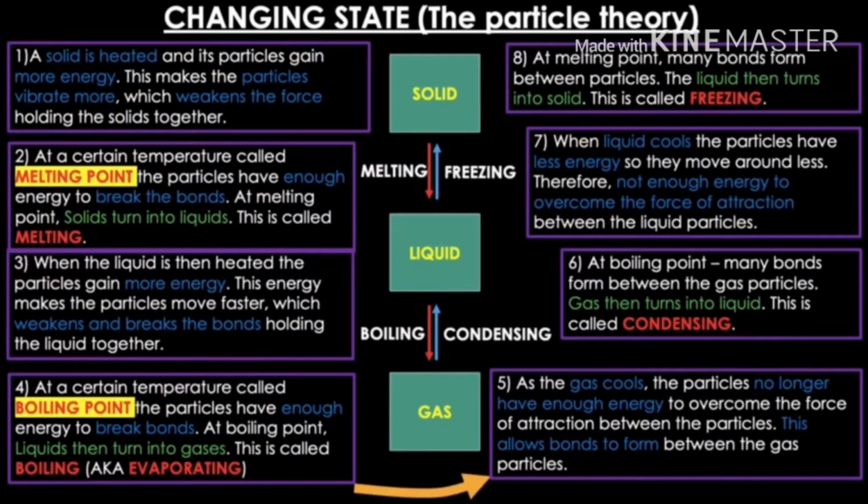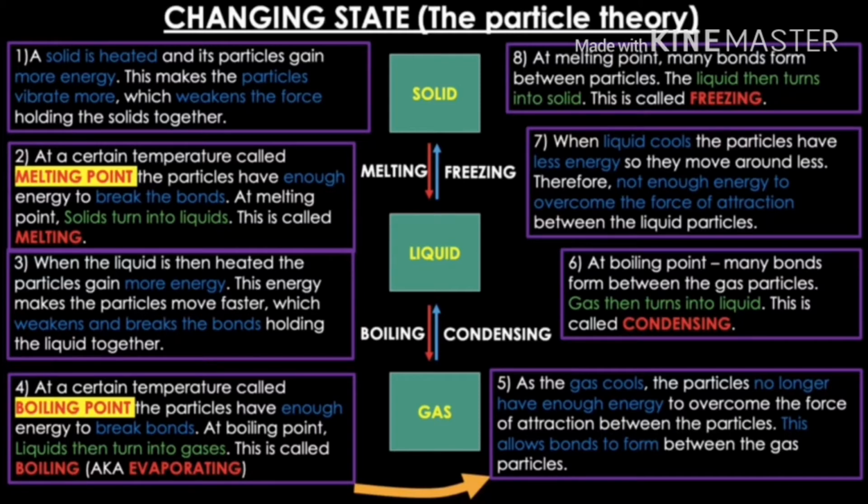The next one is the particle theory. This explains how a particle changes from one state to another. So here, this cycle from 1 to 8 explains how a particle can change from a solid to a liquid, then to a gas, and then from a gas back to a liquid to a solid. So point 1. A solid is heated and its particles gain more energy. This makes the particles vibrate more, which weakens the force holding the solids together.